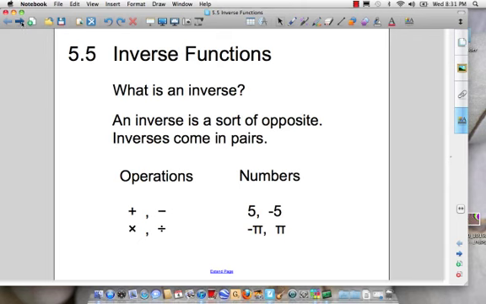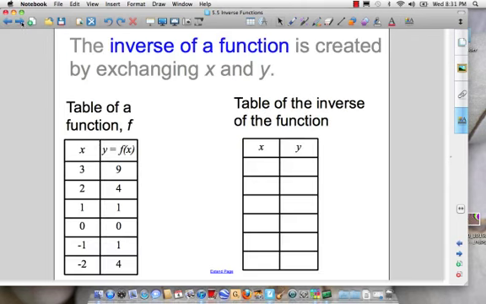Okay, we're now going to turn our attention to the inverse of a function. So you have to know what that means. The inverse of a function is what you get when you exchange x and y. So I'm going to look at this table right here, and I'm going to take the function f, and make a new table that's its inverse. I take all of these x numbers, 3, 2, 1, 0, and so on, and now I put them in the y column: 3, 2, 1, 0, negative 1, and negative 2.